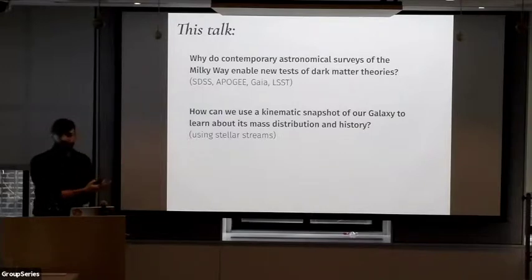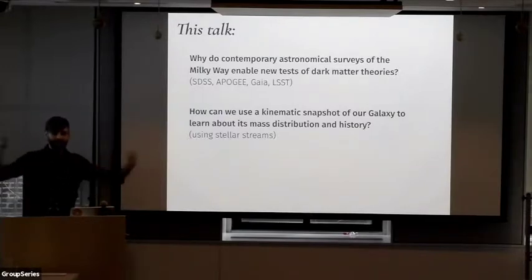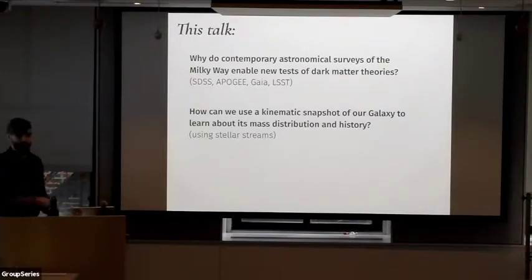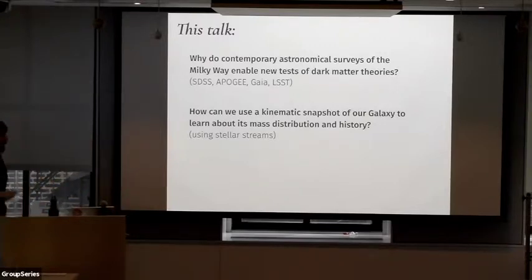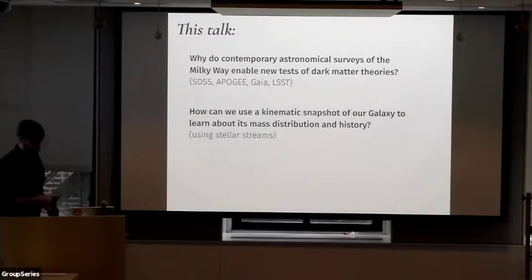How can we even do this? How can we use a single snapshot of our galaxy from these surveys to learn about its mass distribution and its history? We're using one snapshot in time to learn about dynamic things. And the trick there is to use the type of object that I'm going to talk for most of the talk about, which are stellar streams.